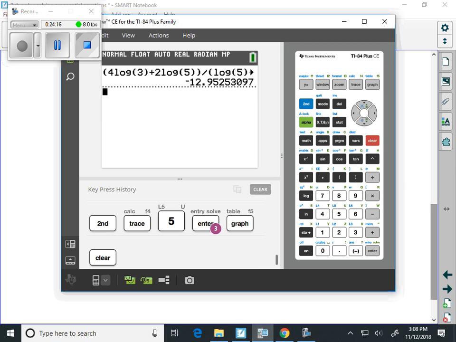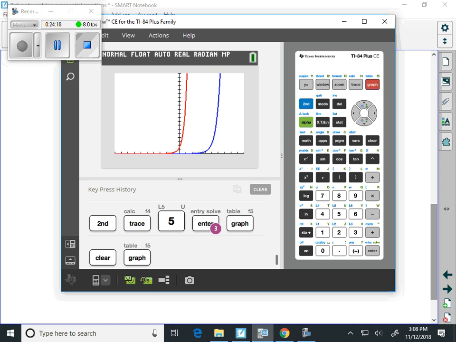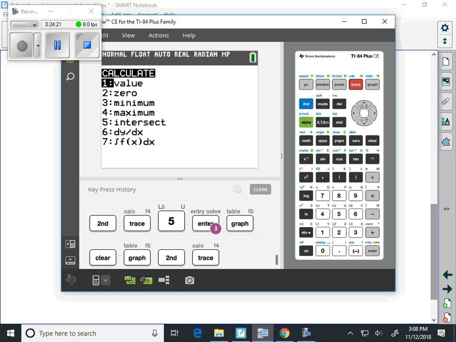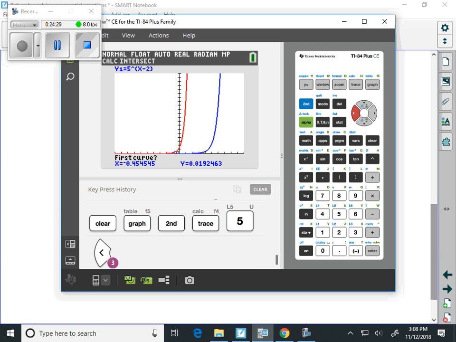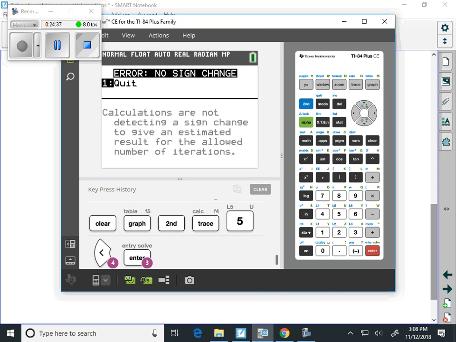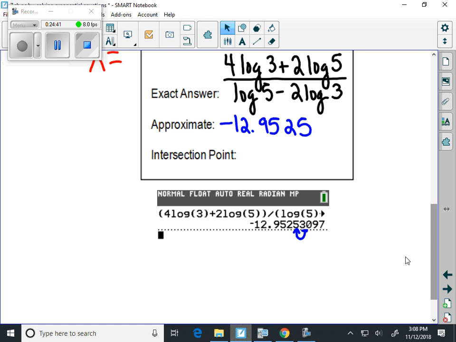If we go back here to our graph, and let's go second and trace, and 5. Again, this may or may not work here, so I'm going to go a little bit closer, see if that helps, and enter. And then I'm going to leave it there and hit enter. And still not working. Third time's a charm.